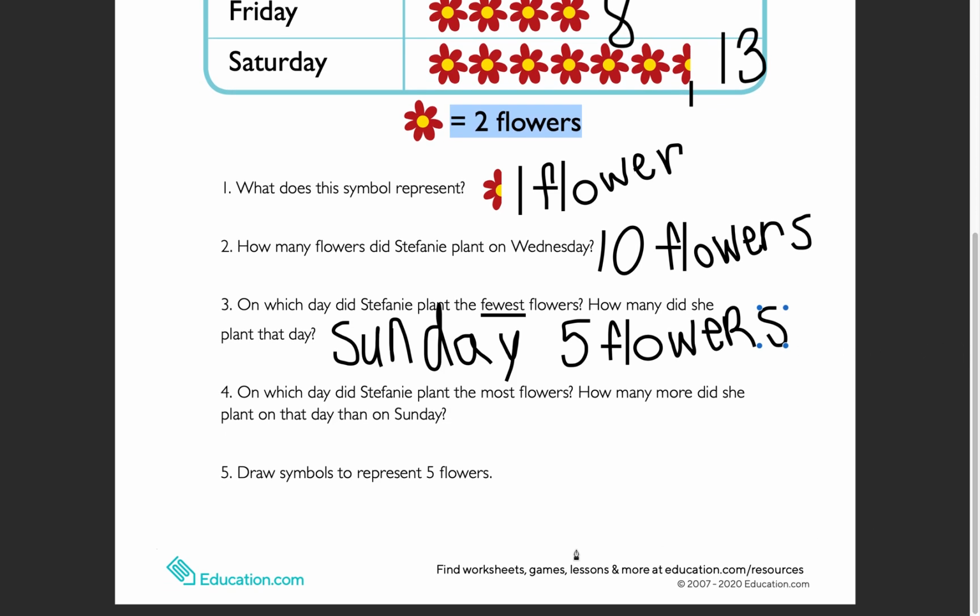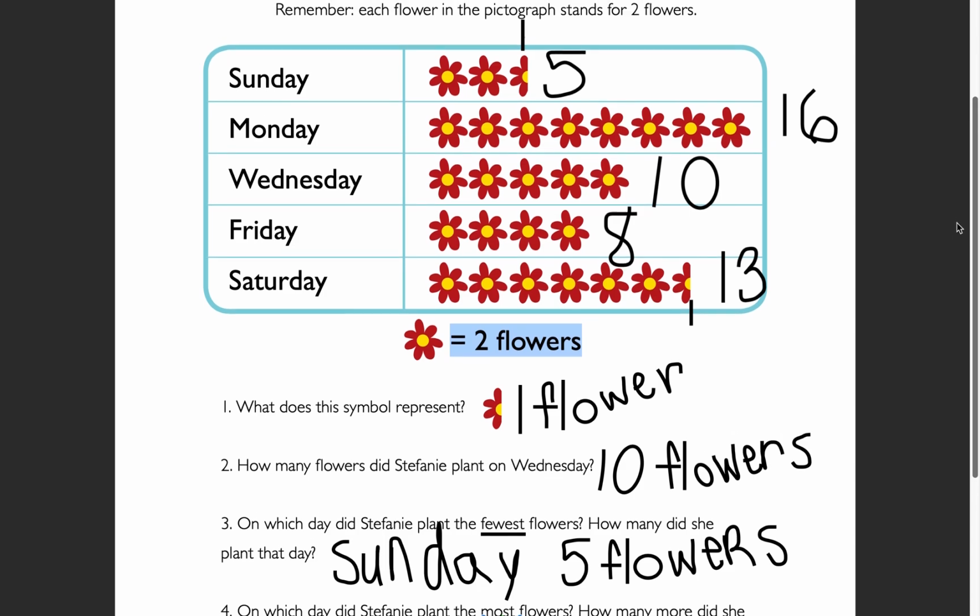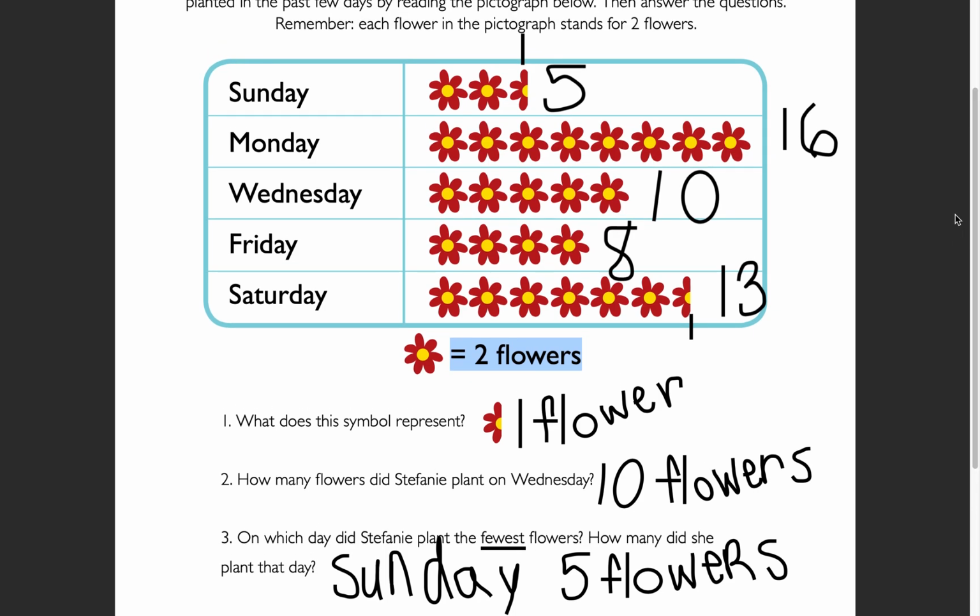Good job. Number 4. On which day did Stephanie plant the most flowers? How many more did she plant on that day than Sunday? This is a 2-part question. So let's be smart and do the first question first. What day did she plant the most flowers? Let's scroll up to my graph. You're looking for the biggest number or the biggest amount of flowers in the pictograph.